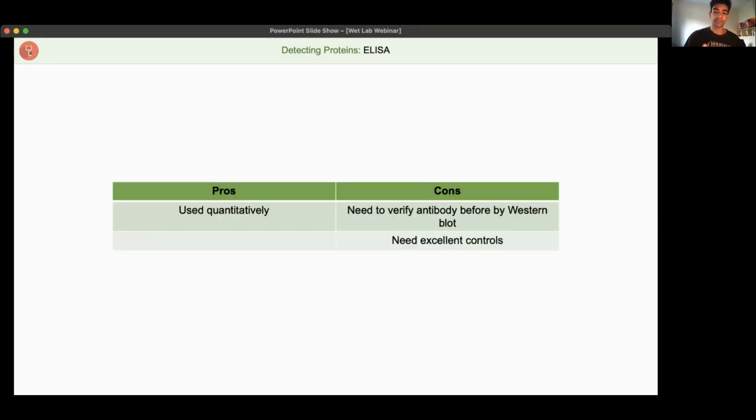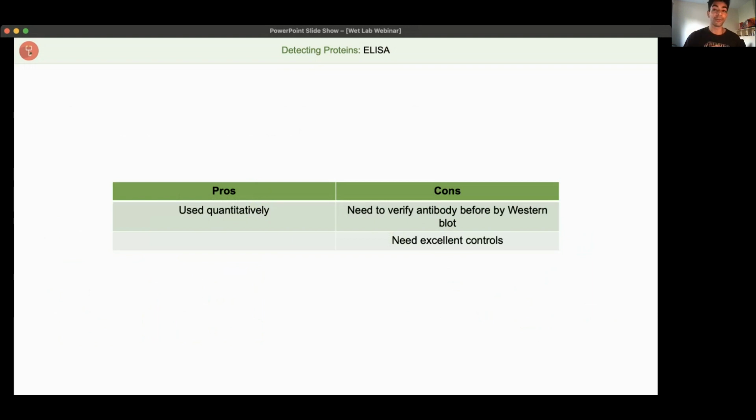It does have its negatives, because you need to verify the antibody before by Western blot, because otherwise you have no idea what the antibody is binding to, because you can't see it for yourself on the blot, for example. So let's say your antibody is not very specific, then you could have other proteins in your sample that bind to the antibody and give off a positive signal, which would lead to a false positive. So you always need to verify the antibody before using Western blot to make sure it's specific for your protein of interest. So it can be a little bit time consuming in that way to verify the antibody beforehand.